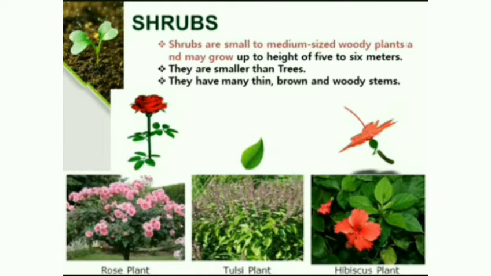Next type is shrubs. How can we identify shrubs? Shrubs are small to medium sized woody plants and may grow up to a height of 5 to 6 meters only. They are smaller than trees. They have many thin brown and woody stems. Examples of shrubs are rose plant, tulsi plant, hibiscus plant.